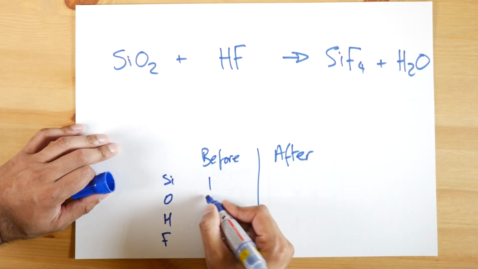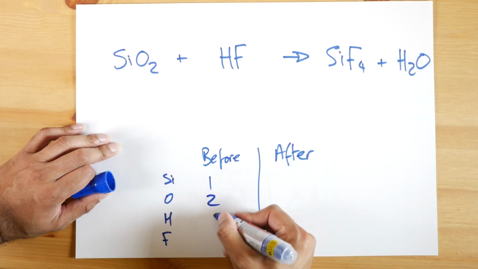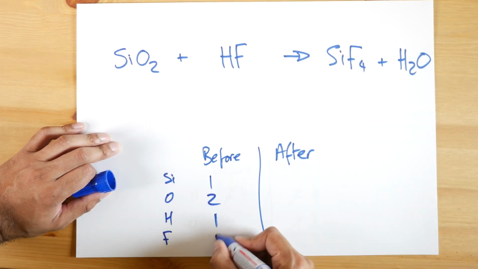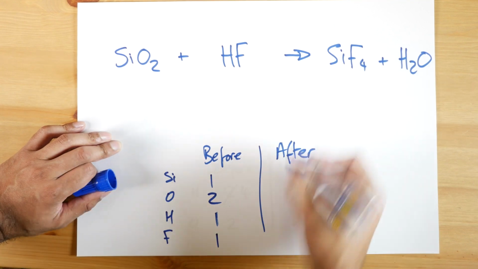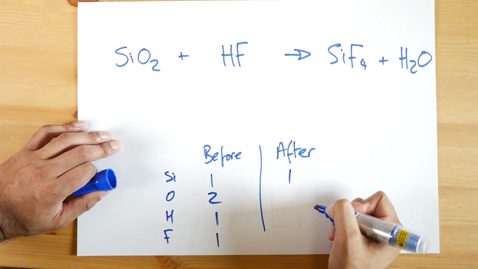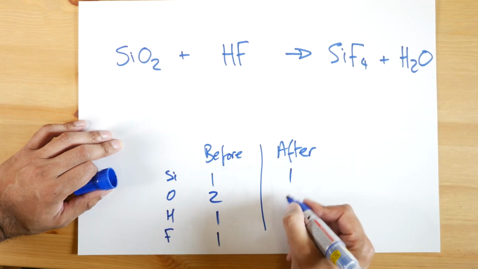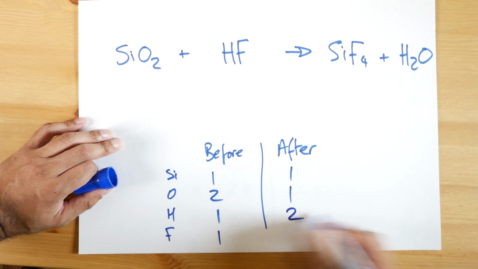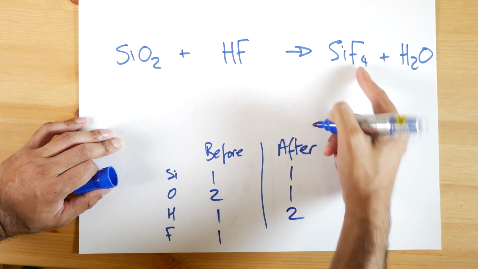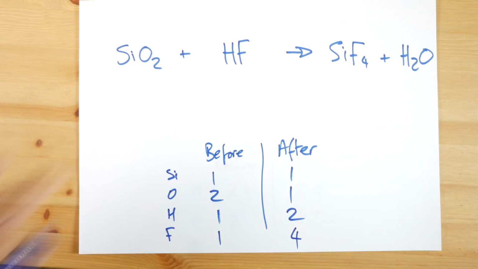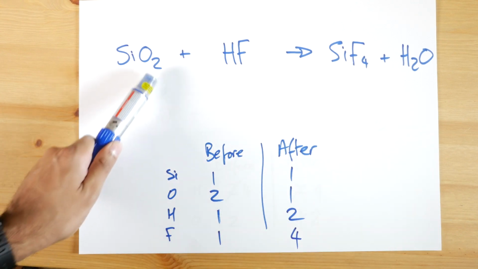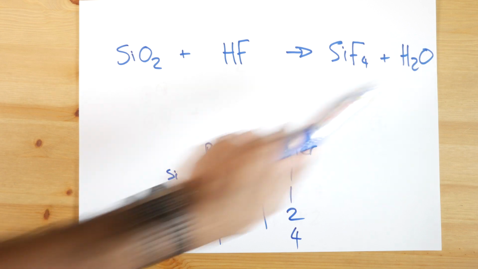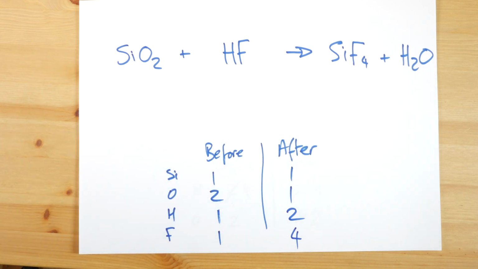Oxygen, we've got 2 before. H, we've got 1 before. And F, we've got 1 before. Over the other side, we've got 1 silicon. We've got, for oxygen, just the 1. For hydrogen, we've got 2. And for fluorine, we've got 4. Okay? So each time what I'm doing is I'm looking at the subscript. The subscript tells me how many of that particular atom there is. Okay? Then we get the before and after table, which looks a little bit like this.